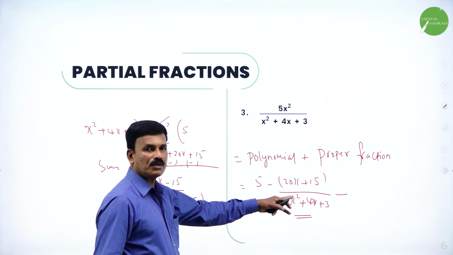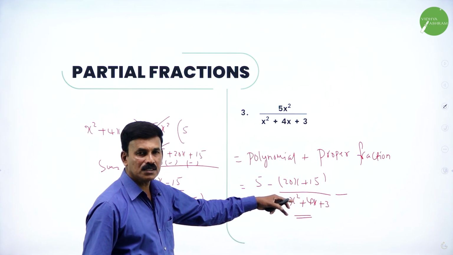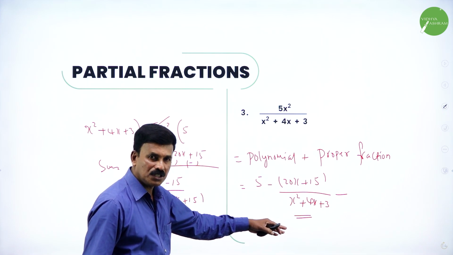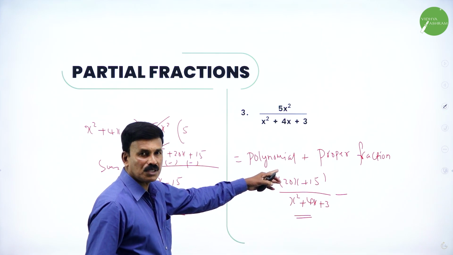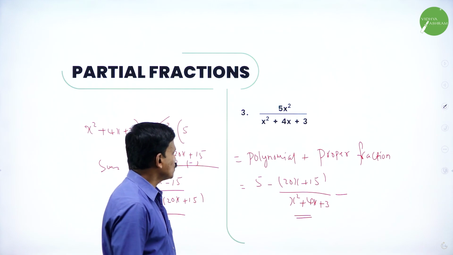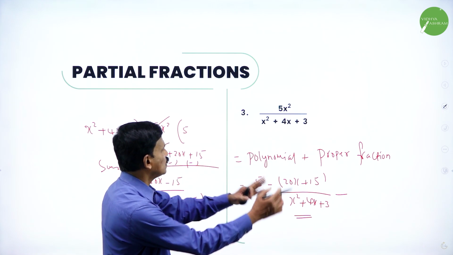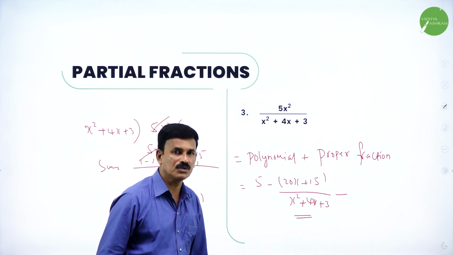See here, proper fraction: the degree of x is greater in the denominator compared to the numerator. So degree of x in the numerator is 1, in the denominator it is 2. So therefore this is a polynomial and a proper fraction. Hope you followed. That's it.